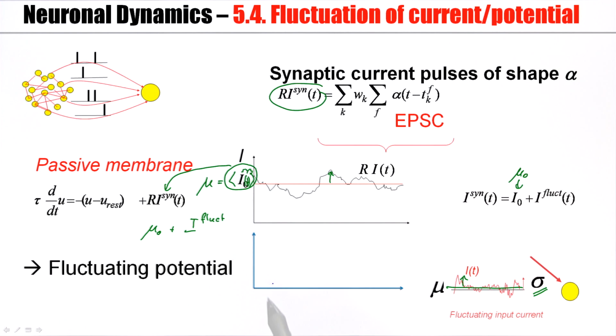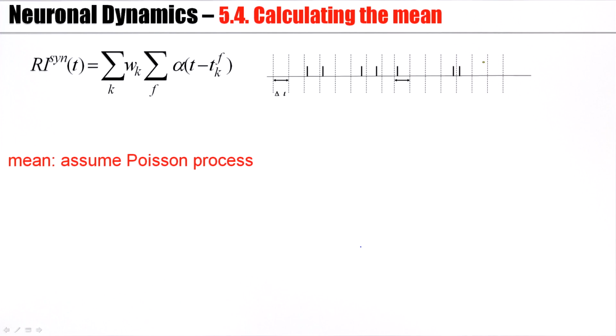I inject this current into a neuron. Suppose I start here. It's a fluctuating current. It will go up and down. And the membrane acts like a low-pass filter on this fluctuating input current. So if I plot here the membrane potential U of t, then I can ask again, what is the mean of this membrane potential?